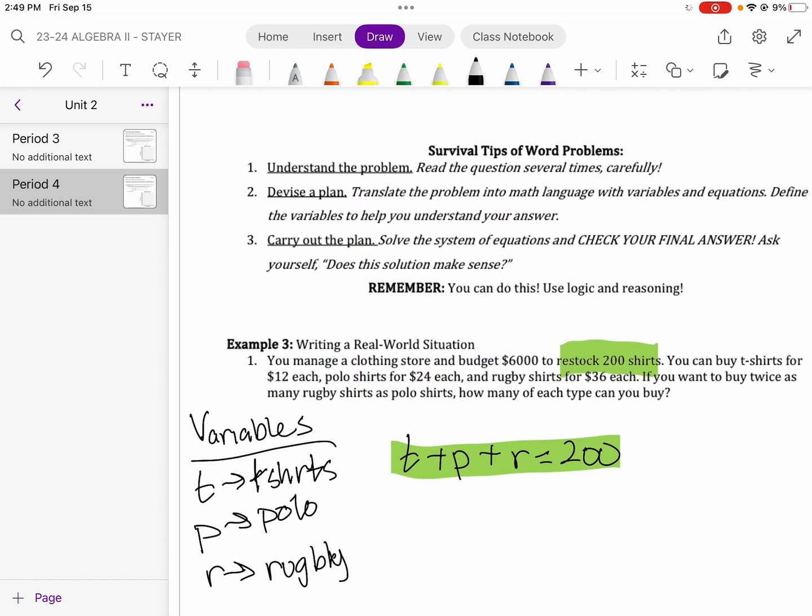Next up is all of the prices. So it says $12 for the t-shirt, $24 for the polo, and $36 for the rugby for a total of $6,000. Remember that came from the 6,000, the 12, 24, and 36 right there.